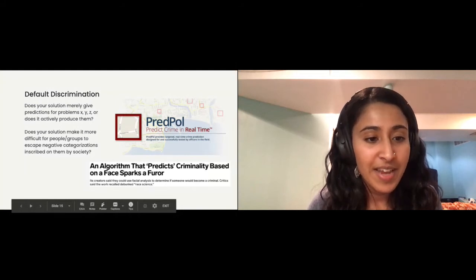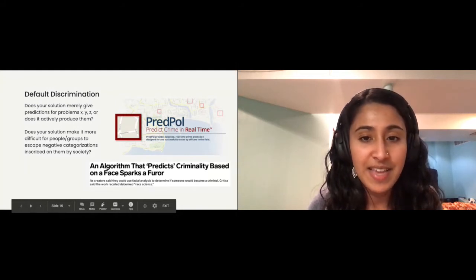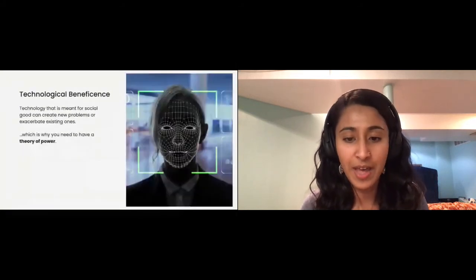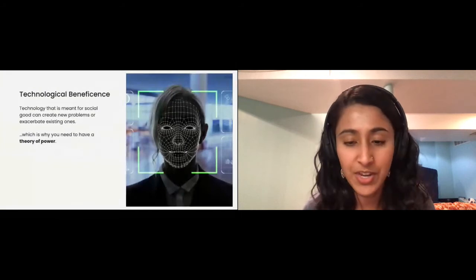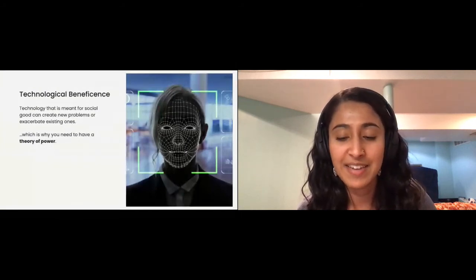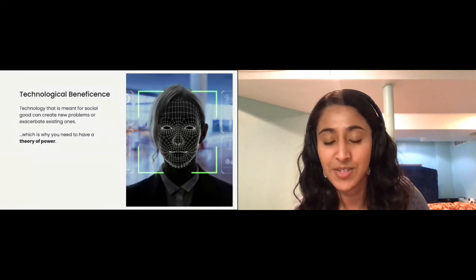So next, here is an example of technologies that aim to do some good, to help reduce some type of inequality, but may end up just exacerbating inequalities.